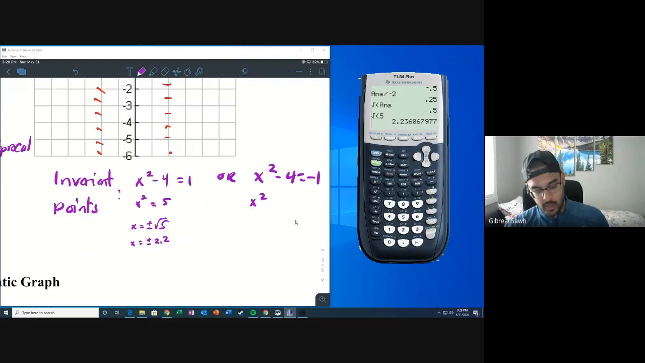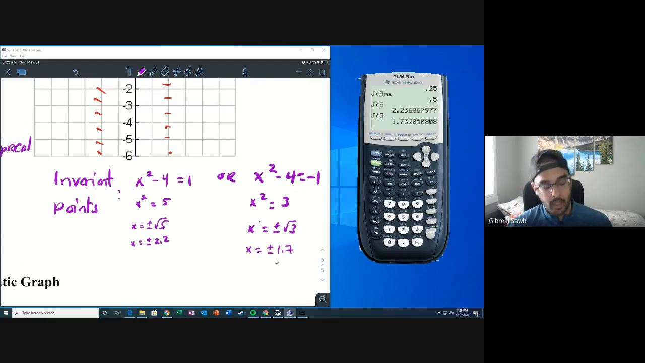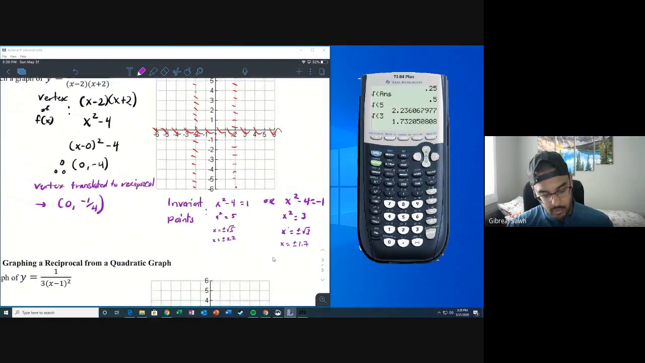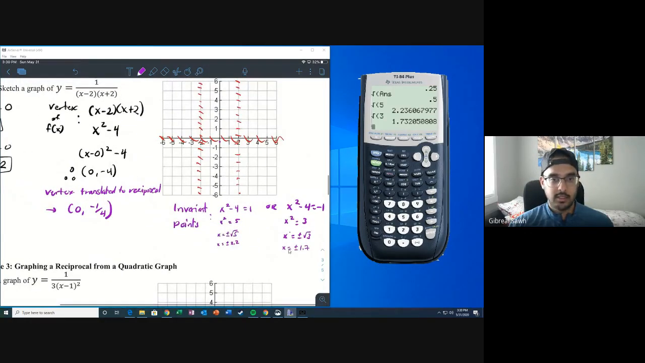So x squared could be equal to, this time, 3. So x is going to be equal to plus or minus √3, which again we'll take just the rough estimate of that decimal, about 1.7. Positive or negative 1.7, just enough to graph. Okay. Now graphing it isn't always perfect, because of this, it is just an estimate, a sketch, which is totally fine.